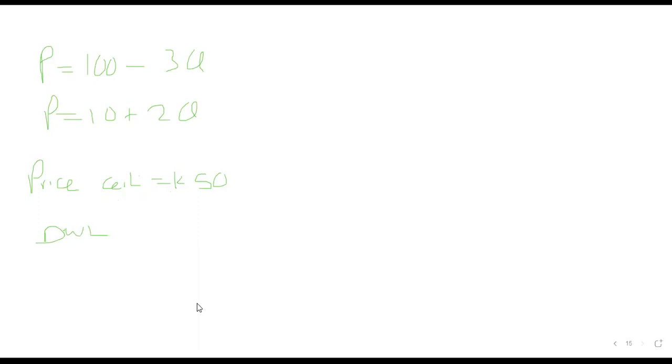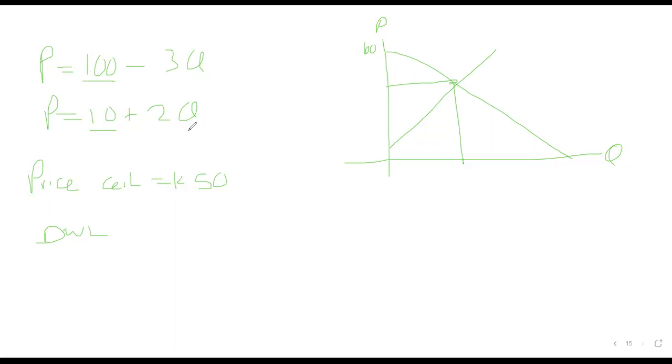To start with, how do we sketch this? We know that demand is downsloping and supply is upsloping. All right. And this is the equilibrium. Are we together so far? This is price and this is quantity. The intercept for demand is 100, so we put 100 there. The intercept for supply is 10, so we put 10 there. Are we together so far? Yes.